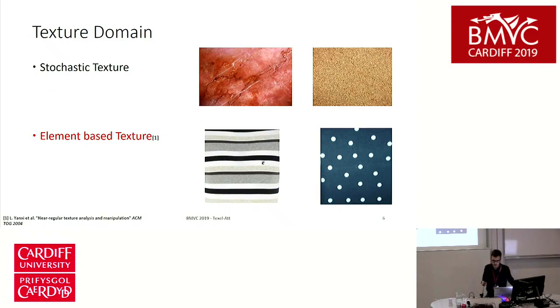We can divide textures into two types. Stochastic textures, which are often natural textures and can be described by their statistical properties, and element-based textures, which are the focus of this work, and can be expressed as the repetition of one or more elements in the bidimensional space. The elements that are repeated are called texels, for texture elements, and these kinds of textures are of particular interest in industries such as fashion or design, where a fine-grained description of the properties of these textures can be useful for many applications.